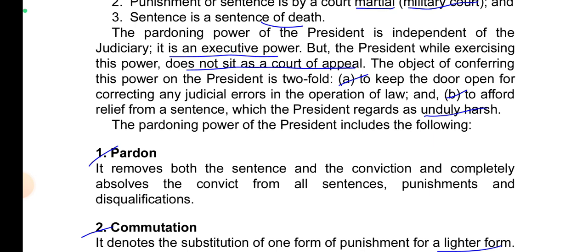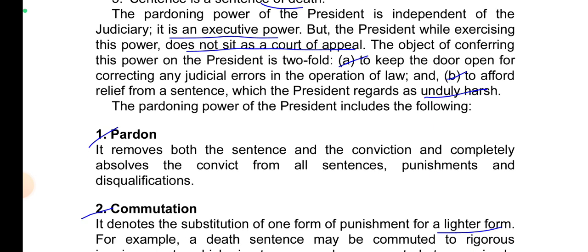The pardoning power of the President is independent of the judiciary. It is an executive power, but the President, while exercising this power, does not sit as a court of appeal. The object of conferring this power on the President is twofold: to keep the door open for correcting any judicial errors in the operation of law, and to afford relief from a sentence which the President regards as unduly harsh.